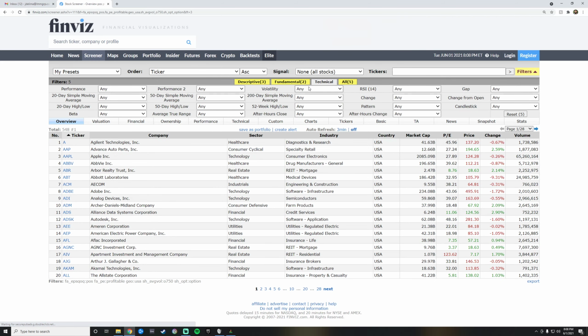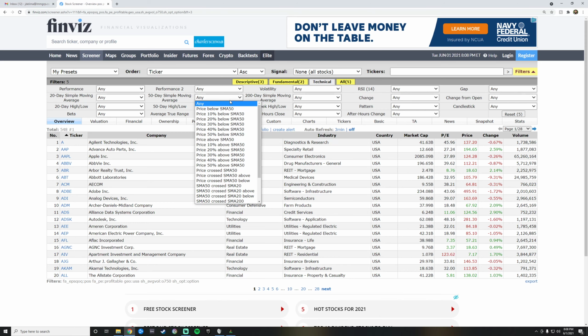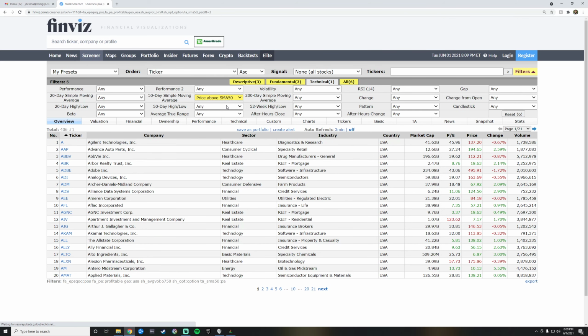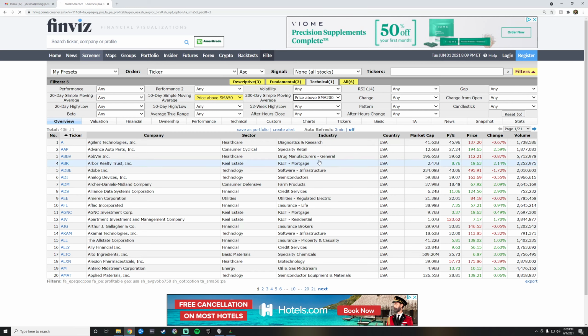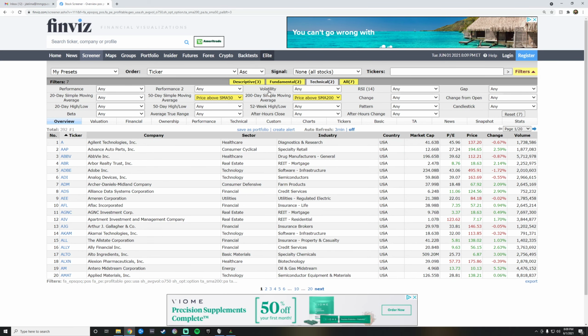Next for technical, this is kind of the secret sauce. I want something to be trading above its 50-day moving average. That's going to tell me that it's already in an established uptrend. I want something trading above its 200-day moving average, but this is debatable. You don't necessarily need to do this. This is going to show you that it's already on a 200-day uptrend.